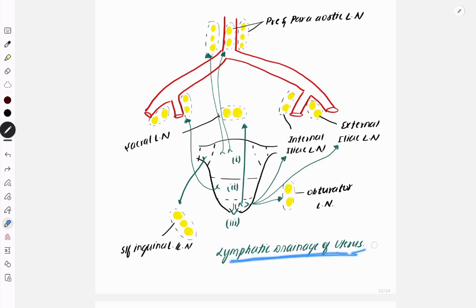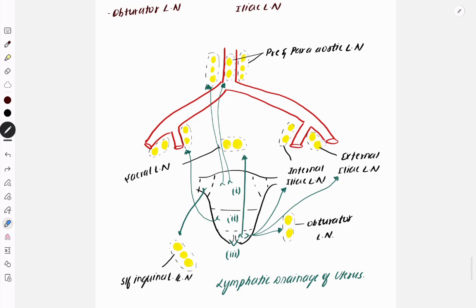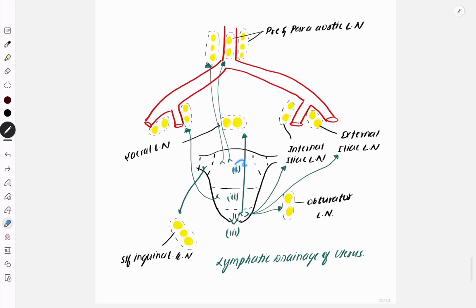So this is the lymphatic drainage of uterus, which is very important because this is a site or path through which the metastasis of the uterine cancer will take place from the uterus to the other organs of the body. So we have to understand it by dividing the uterus into three different parts.